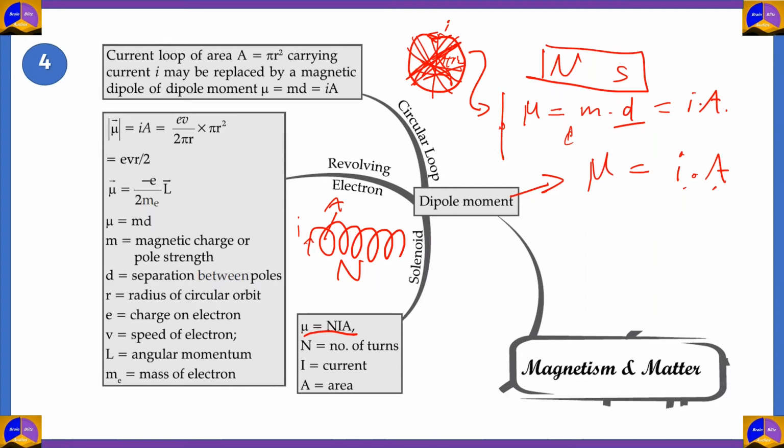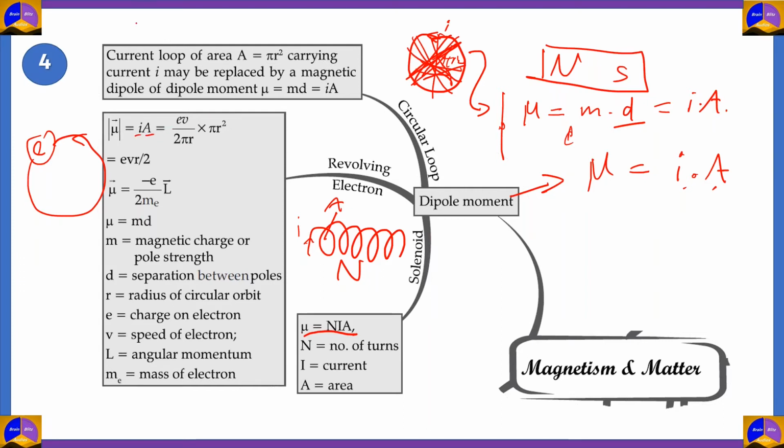Since the circular loop has a lot of diameters passing through its center, we can just basically think of it as one dipole rotating about its center. So hence we can find the dipole moment. When it comes to an electron which is revolving in a circular orbit, we use the same formula, mu is equal to I times A.